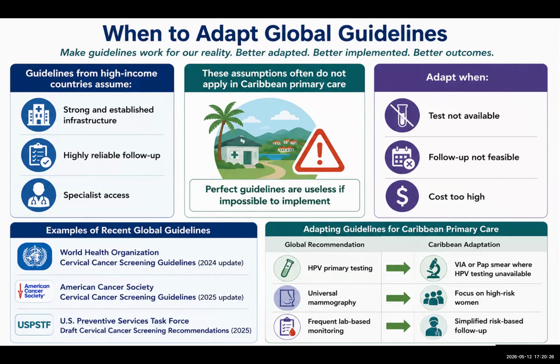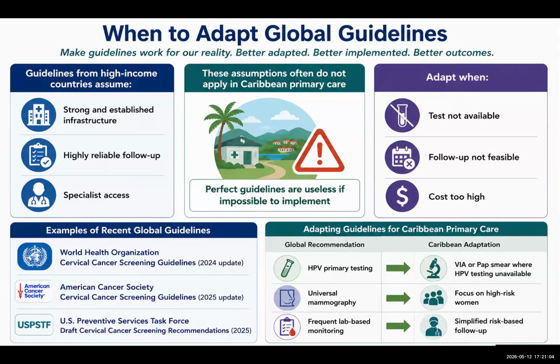So when do we want to adapt the global guidelines? When the test isn't available, when we cannot follow up or the follow-up is not feasible, and when the cost of the accepted guideline is too high. So for example, if we want to do primary testing for HPV, that may not be available in all health centers or outreach programs. So we'll try to do a pap smear where HPV testing is not available, or visualization under acetic acid. Universal mammography is definitely not feasible in Trinidad and Tobago right now.